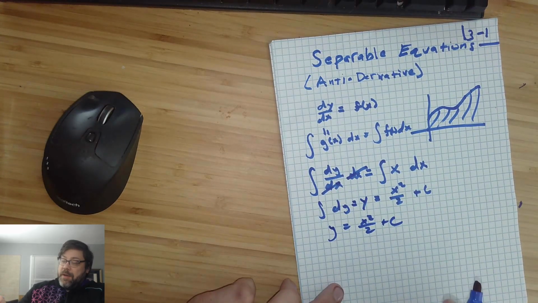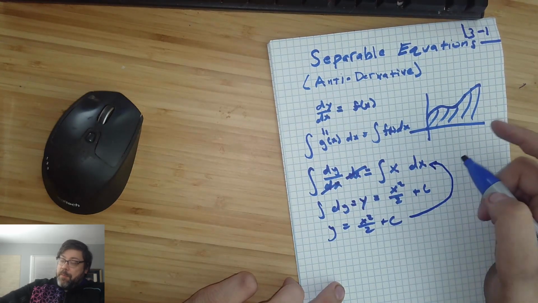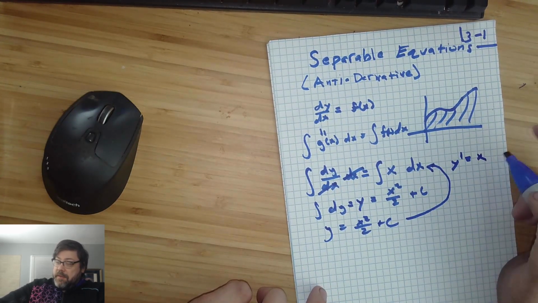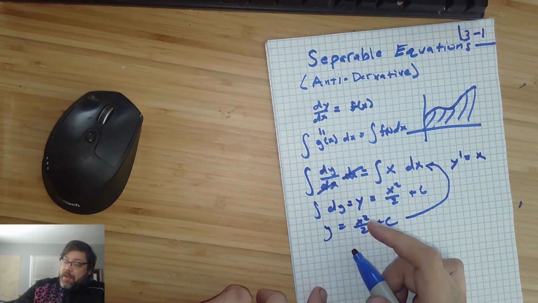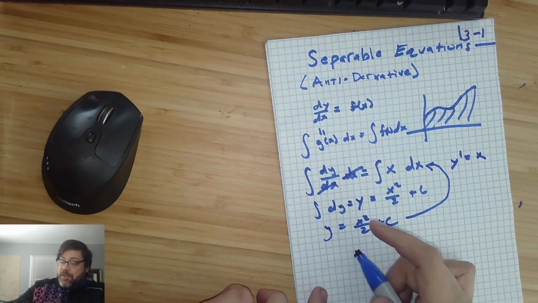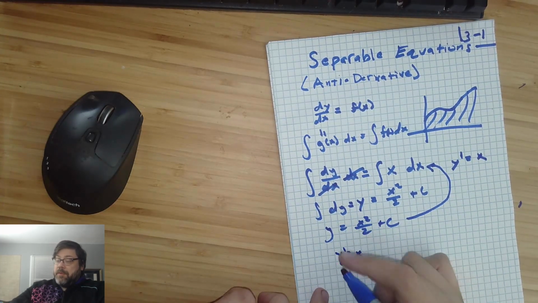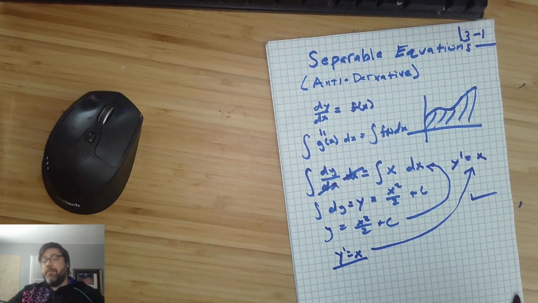We can always double check this by putting it back in our equation. Remember, our equation was y prime equals x. So if we put this function back in and take the derivative, we get the derivative of x squared over 2, bring it down, this is just x. The derivative of a constant is nothing. So y prime equals x. And very good, we got a check mark.